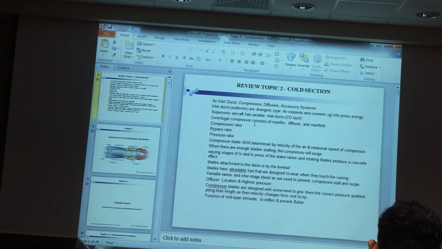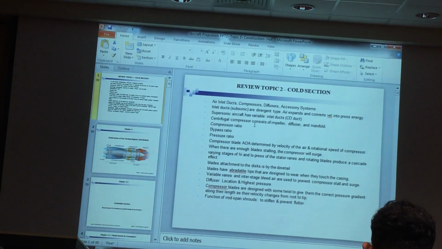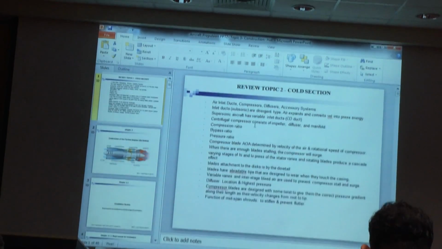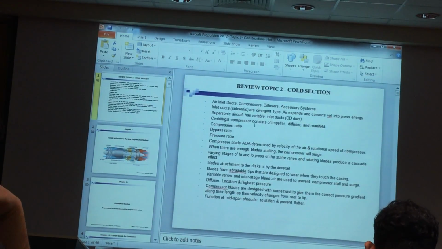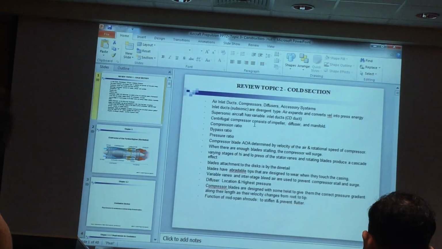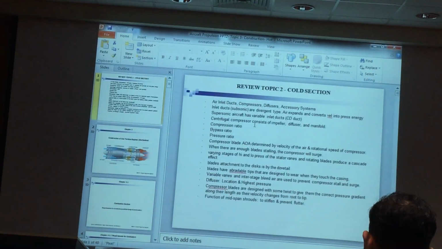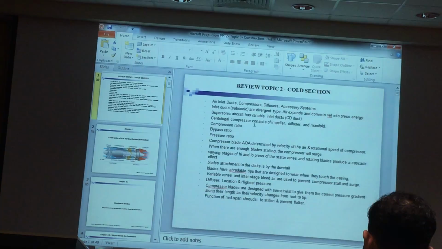Compressor blade is designed with a twist. Why design with a twist? To correct the pressure gradient, because the velocity and diameter are different. To maintain the same AOA, you've got to twist it. Clear? Remember when you turn, the speed at the root is lower. The speed at the outer tip is faster. The AOA got to change according to the speed. That's why you twist the blade.